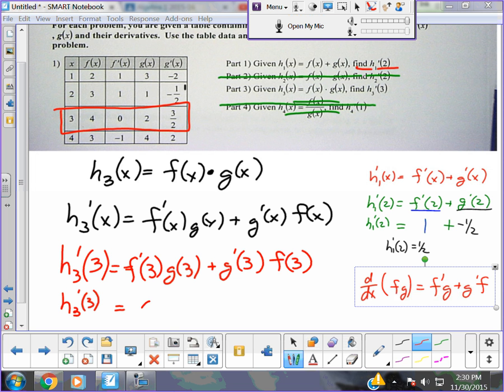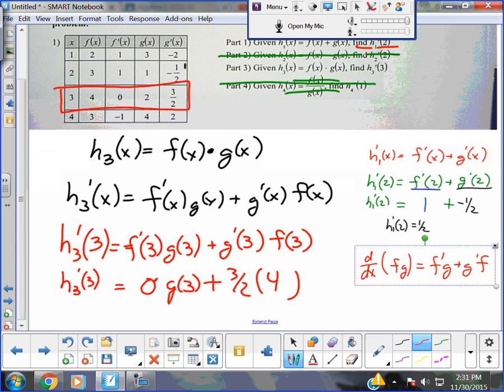F prime of 3, boom, 0. Everybody, I don't care what g of 3 is anymore, it's going to be 0 times it. G prime of 3 is 3/2. F of 3 is 4. So when I do this problem, I get 0 plus 3/2 times 4, which is 6, because this goes to 0. Everybody, this is the product rule used with a table.